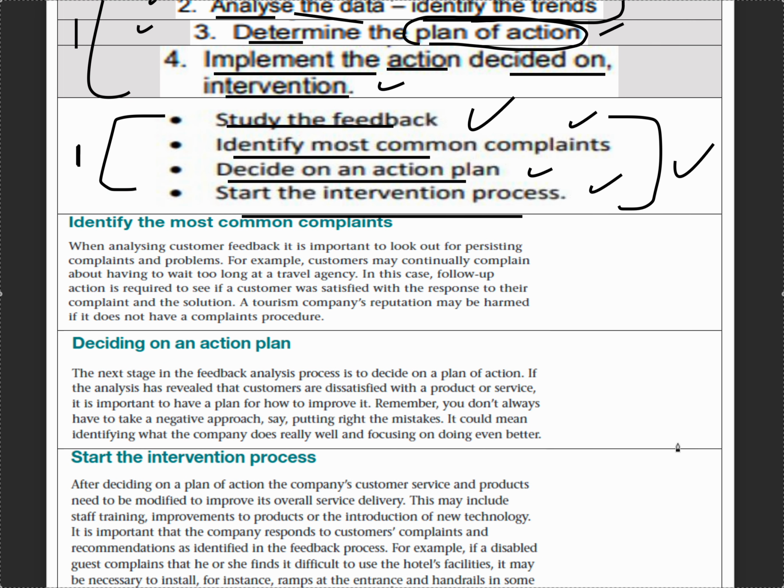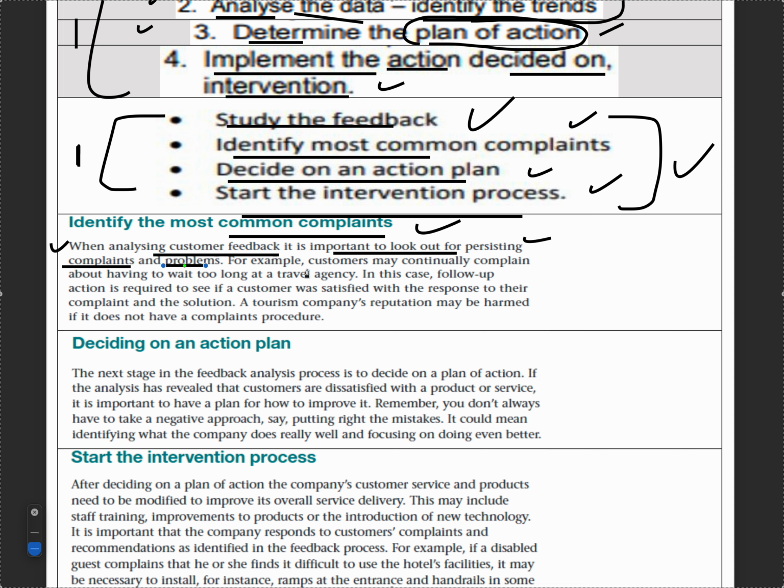So identify the common complaint. Here they explain that when you analyze customer feedback, it is important to look out for persisting complaints, like always the same complaint. It is a similar complaint all the time. So you look at that complaint, that problem, and you fix it.